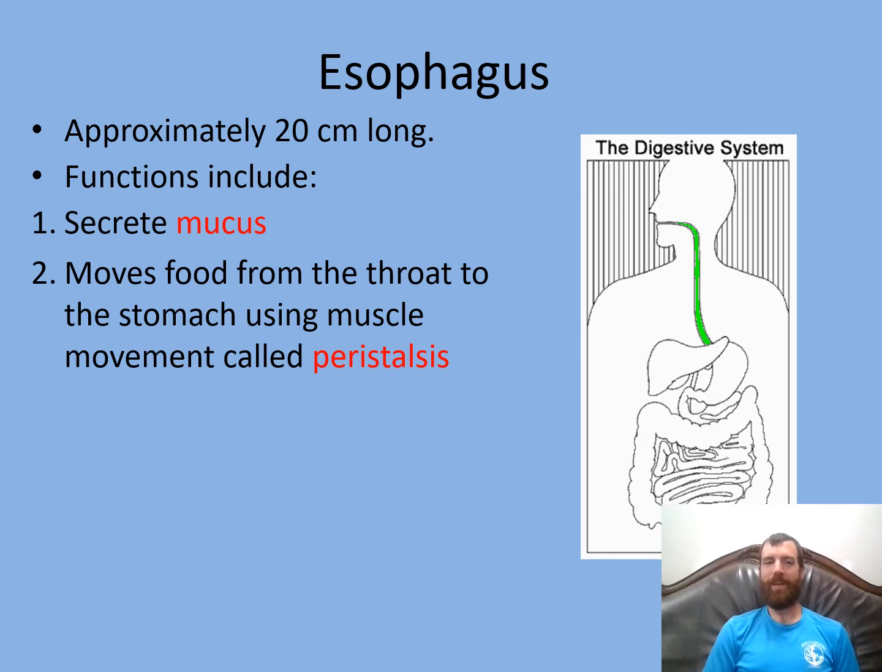Functions of the esophagus. We want smooth sailing for our food going down. You don't want a dry throat, so it secretes mucus. And here's the first time you're going to see this cool word called peristalsis. So peristalsis is a key word you need to know.